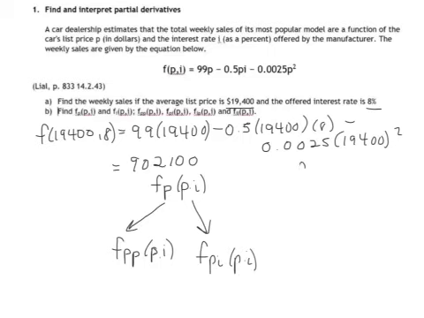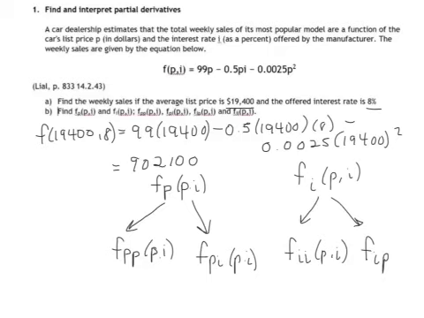So we can take the first derivative with respect to I, and then the second derivative with respect to I again, or the second derivative with respect to P this time. Okay, so what does this all mean really?